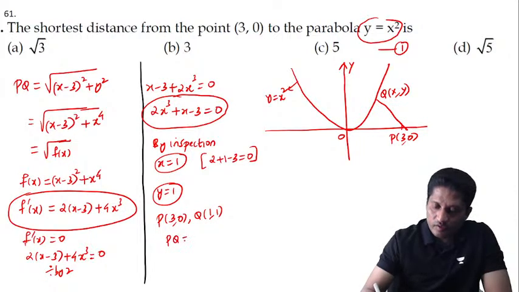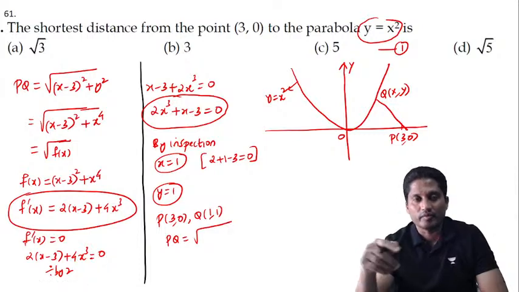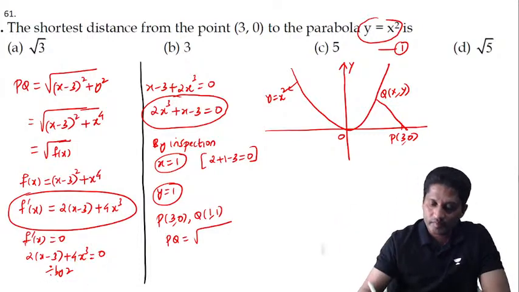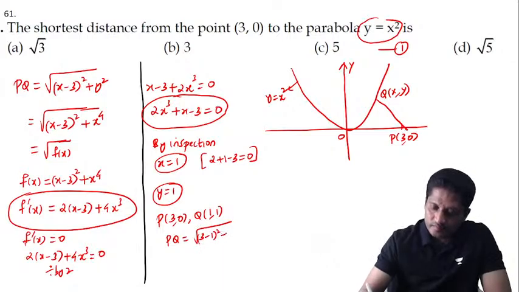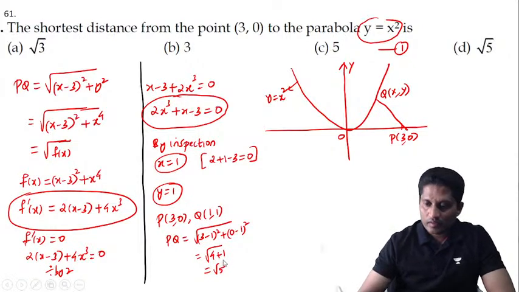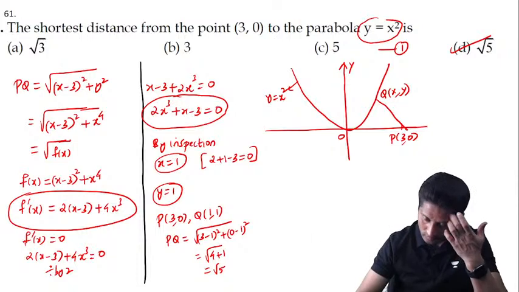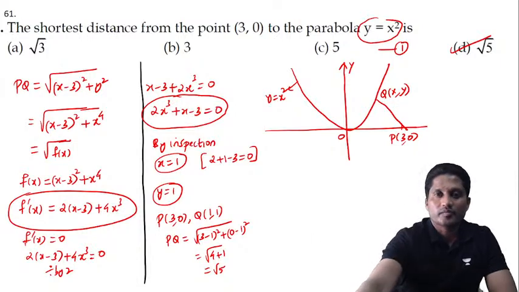Now if you want, find the double derivative: f double dash will be more than 0. Obviously it is minimum. PQ is equal to root of 3 minus 1 the whole square plus 0 minus 1 the whole square. It will be root of 4 plus 1, which is equal to root 5. Right, so the answer is option D. Right, let's move to the next question.